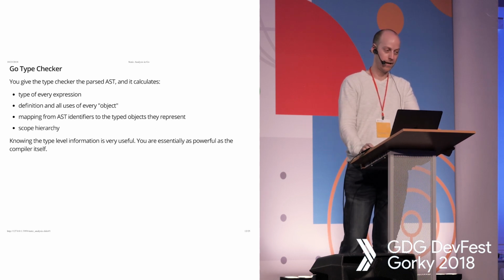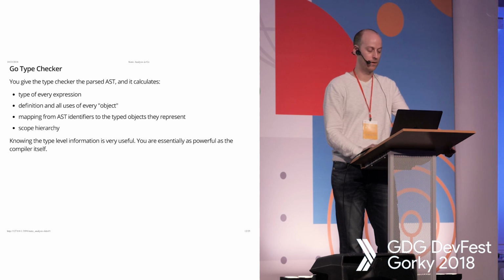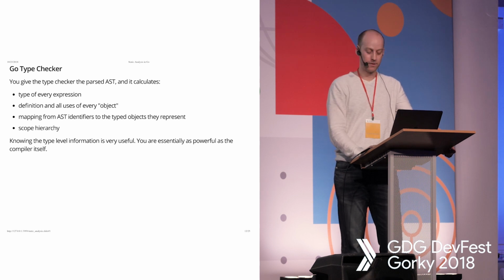So I want to point out here that knowing the type information is very useful. At this point, you're essentially as powerful as the compiler, so you can do lots of cool checks. You can make them as complicated as you want, but often you can get a lot of value out of a very simple check. And I think many other languages make the abstract syntax tree available, but I don't think there's many languages that make it easy to get the type information. I could be wrong. Hopefully I'm wrong, because it's very useful, but it's very easy to do in Go.